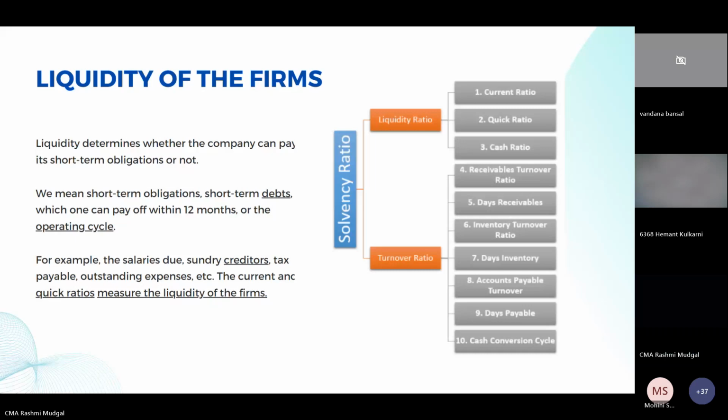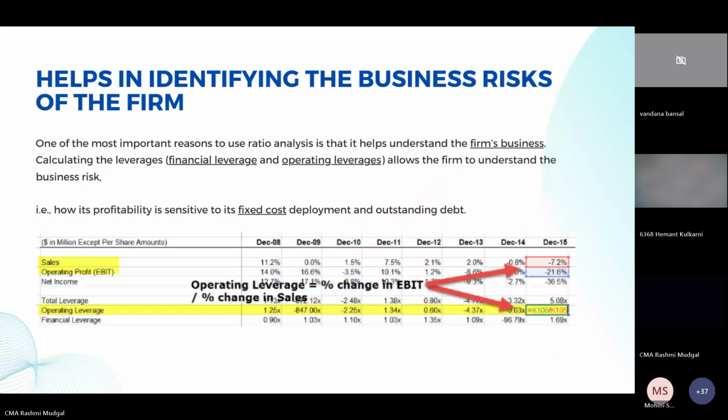Okay, the current and quick ratios measure the liquidity of the firm. The ratio analysis also helps in identifying the business risk of the firm, where we can see whether the company is making any profit or not, and whether it is risky or not.